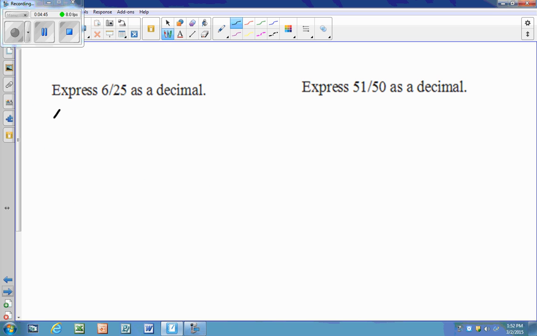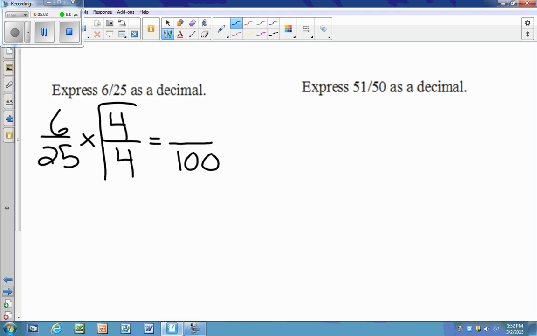Next, we're going to try 6/25ths as a decimal. We're going to try 10, which we know 25 times something cannot get me to 10, but maybe 100. So we're going to put 4 there. 25 times 4 is 100. We put the 4 on top, so it makes one number. 6 times 4 is 24, and we end up with 24 hundredths.